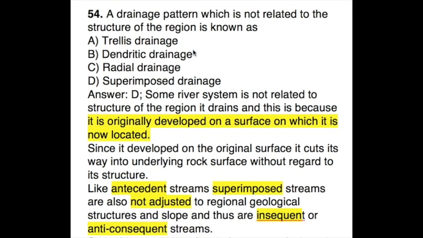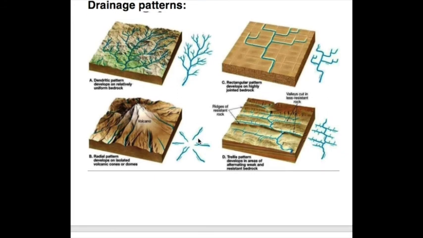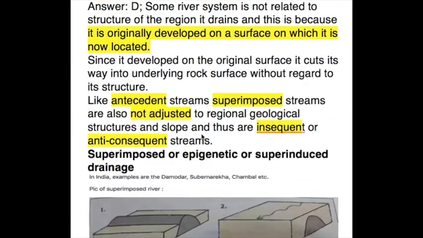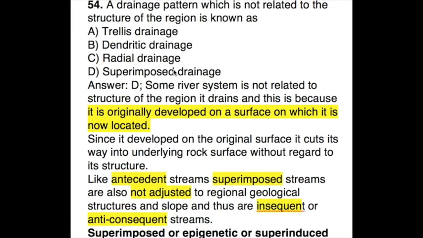So our question was, the drainage pattern which is not related to a structure of the region is known as superimposed drainage, because trellis, dendritic and radial are related to the structure of the region. Here we can understand dendritic, radial, trellis. They are related with the structures of the area. That's why they are following like this. But on the other hand, superimposed is not related to the structure of the area.